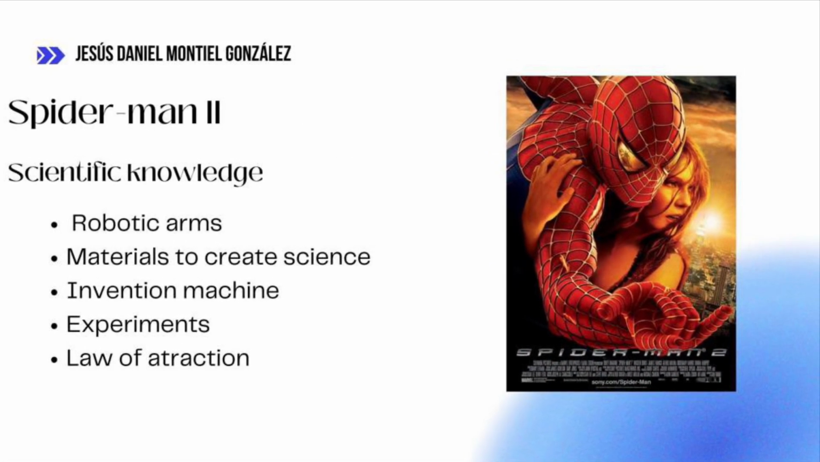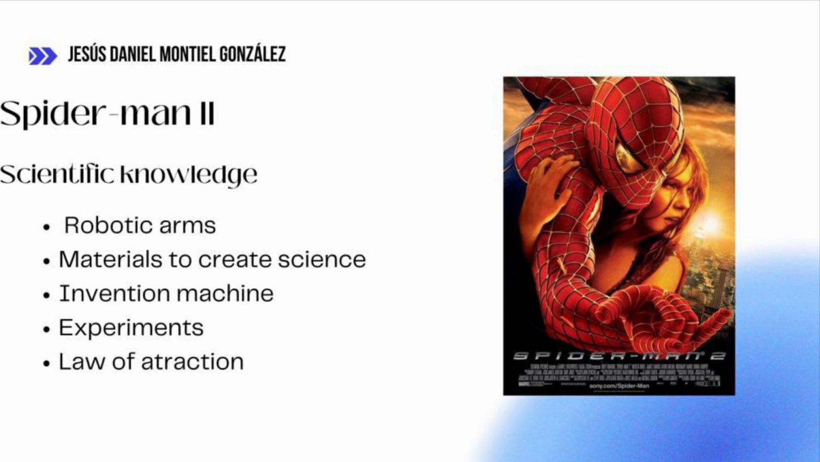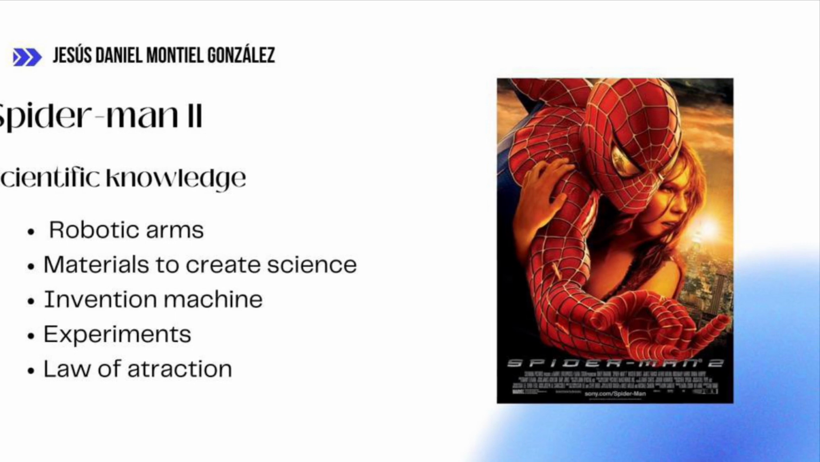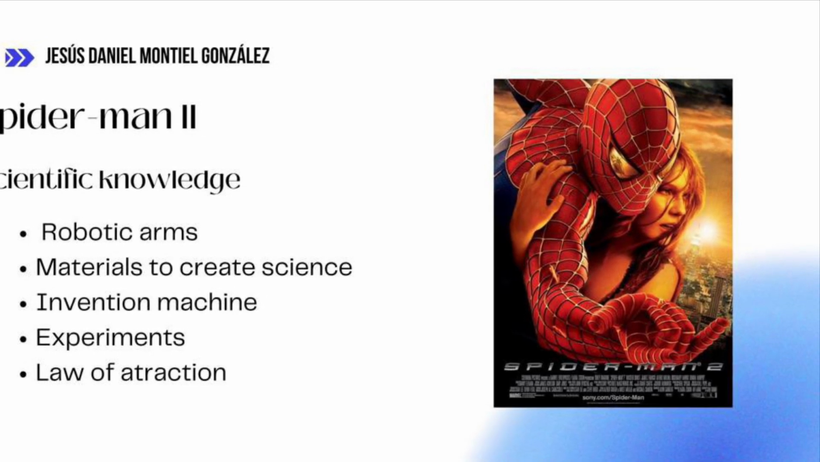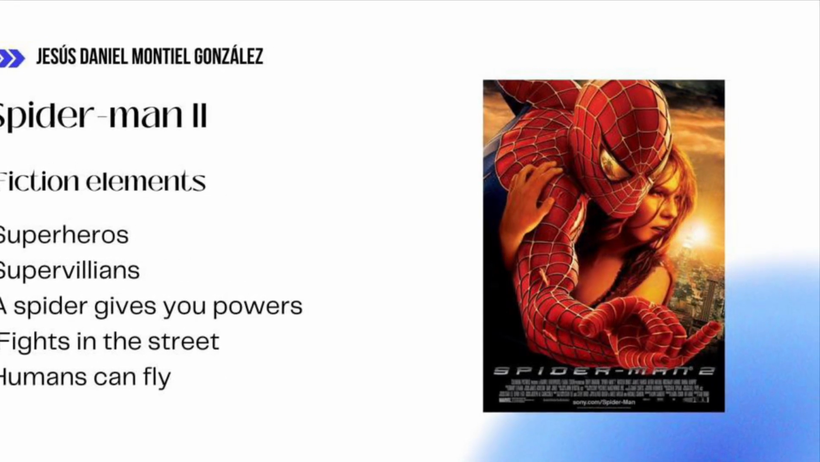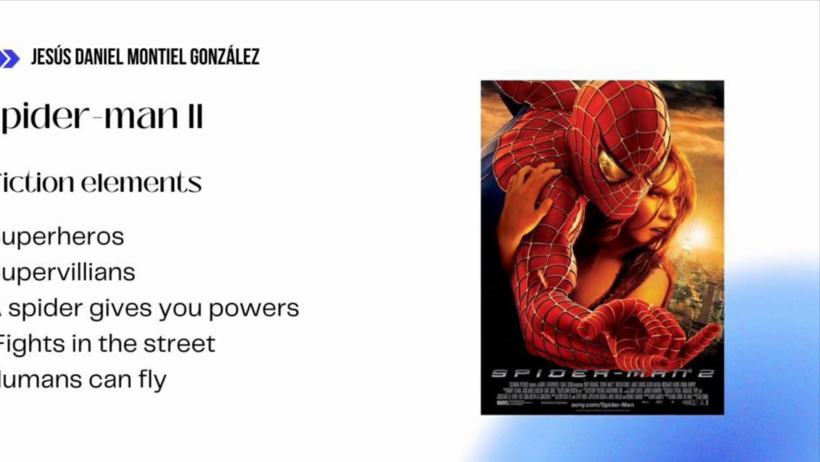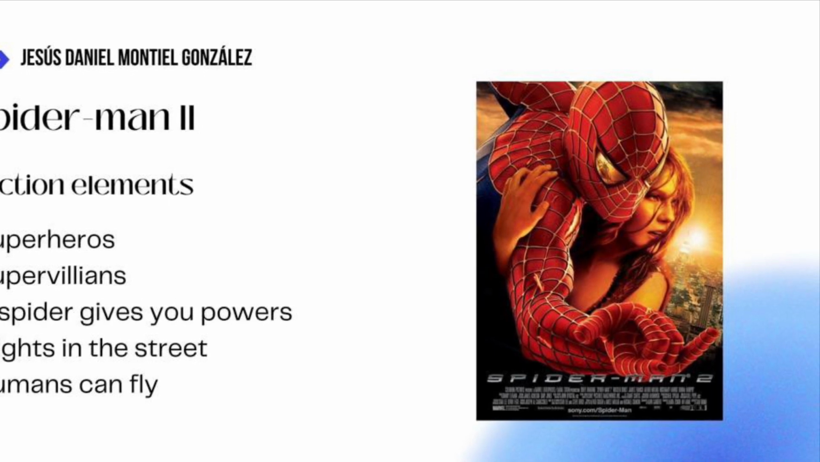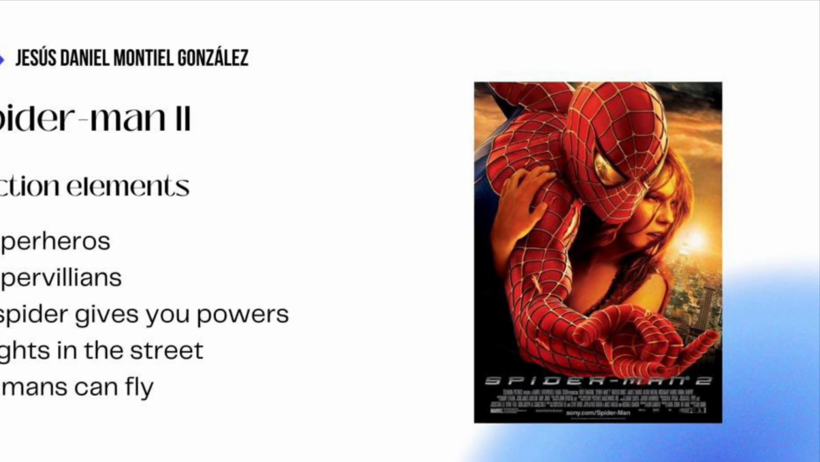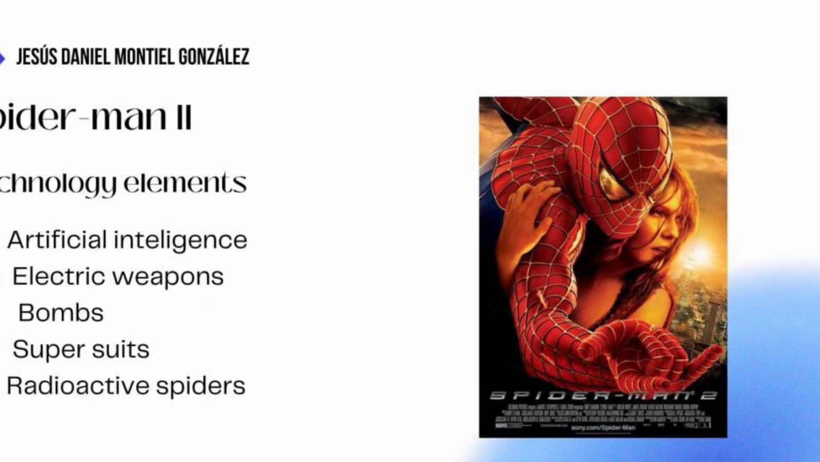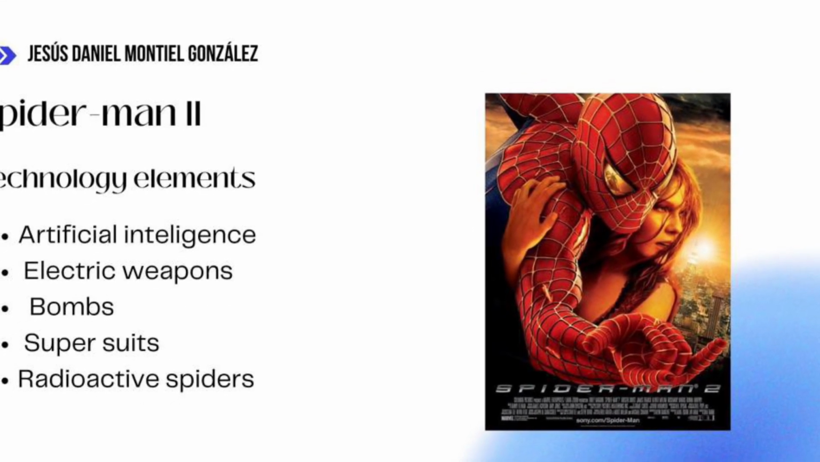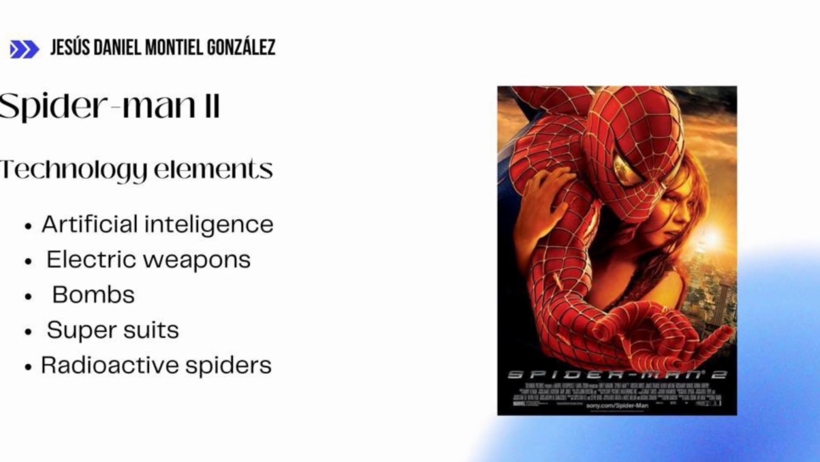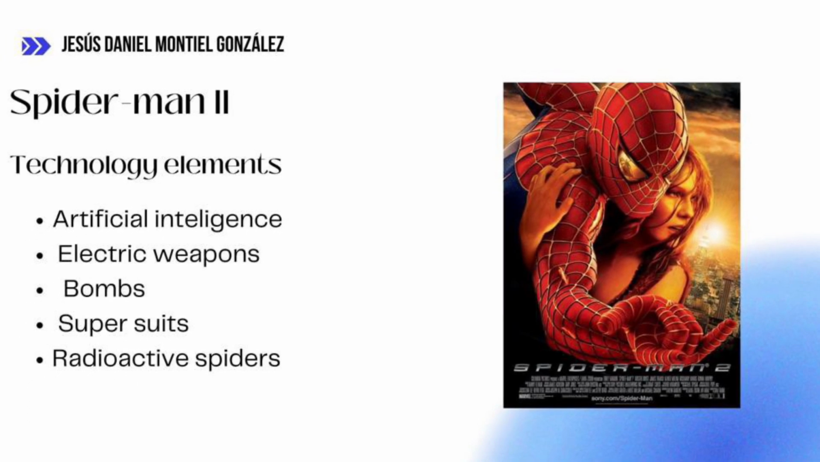Spider-Man 2. Scientific knowledge: robotic arms, materials to create science, invention machine, experiments, and law of attraction. Fiction elements: superheroes, supervillains, a spider gives you powers, fights in the streets, and humans can fly. Technology elements: artificial intelligence, electric weapons, bombs, super suits, radioactive spiders.